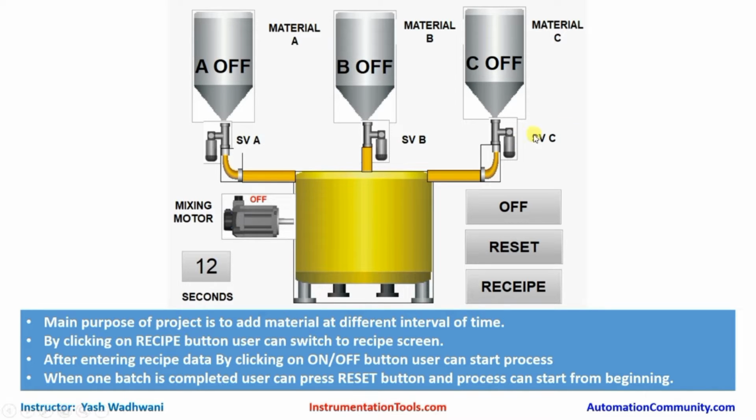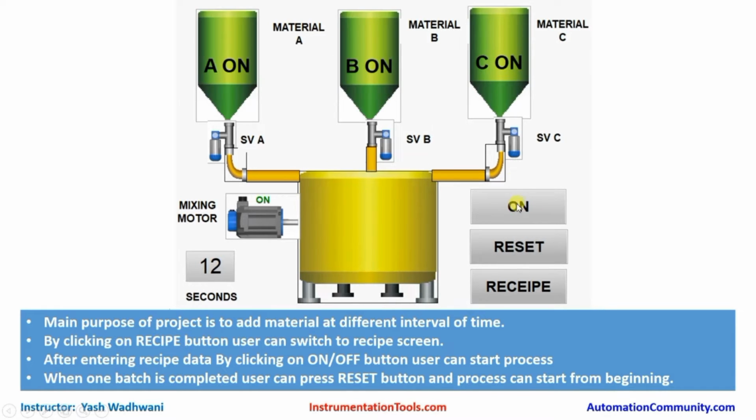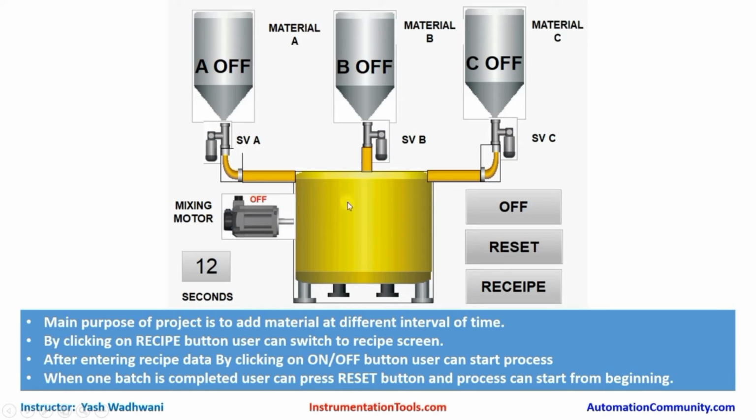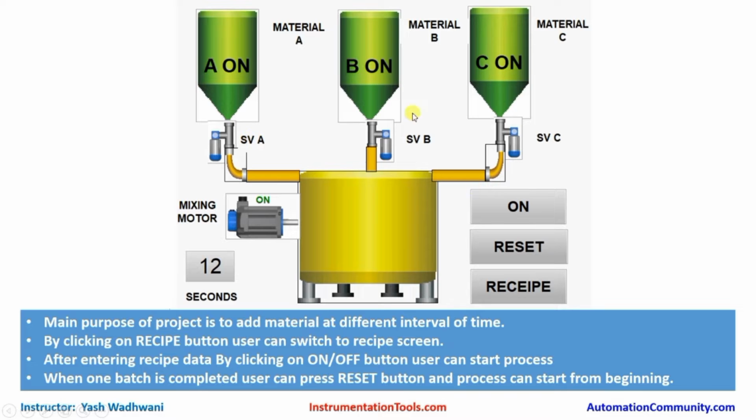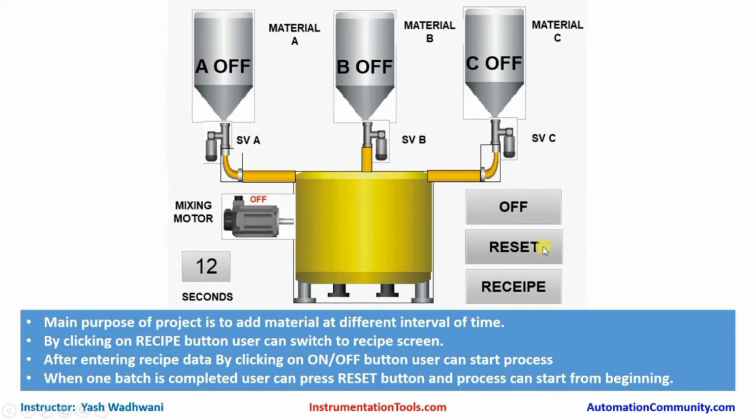As you can see, first of all, here is the on off button. When you press this, the process will start, and off. If the process is started, it will appear like this. Based on the recipe, the respective valves will open and the mixer will continuously mix the incoming material. Once the batch is completed, you can press the reset button to start another batch.